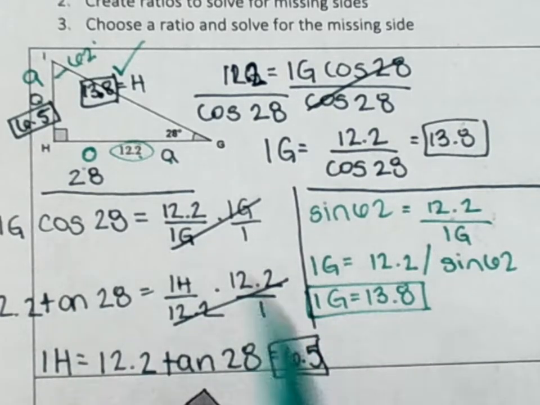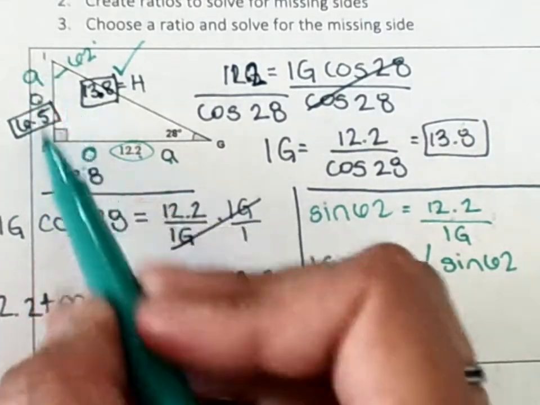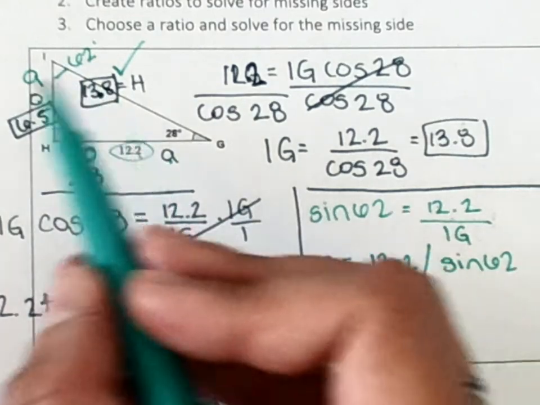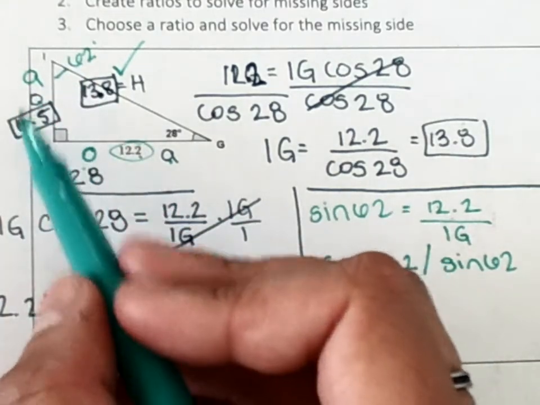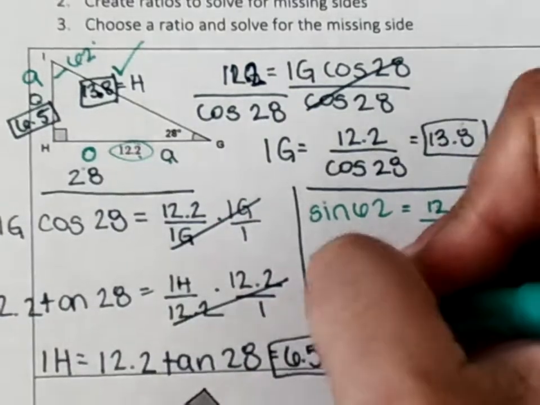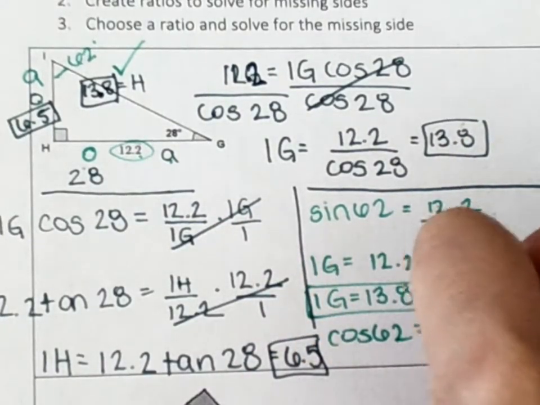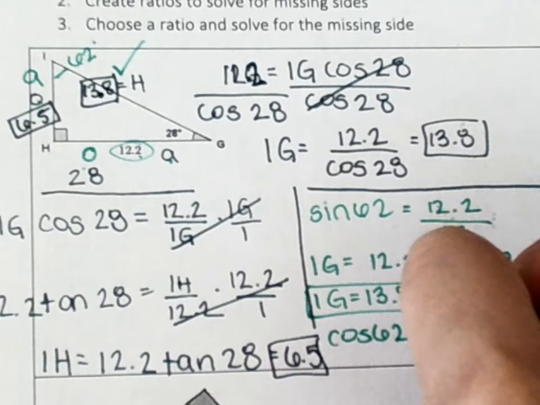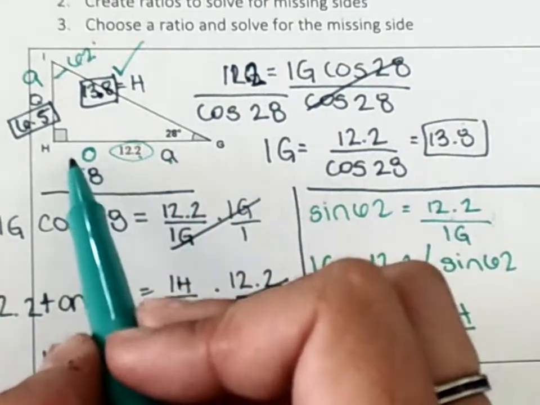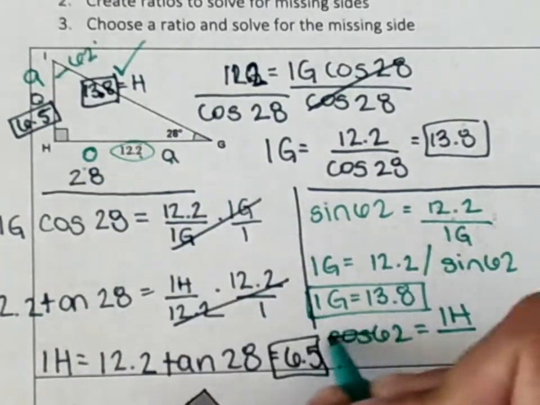If we wanted to find the short leg, we could use cosine or tangent because they both incorporate adjacent. I'm going to use cosine. So cosine of 62 equals IH over 13.8. Actually, you know what? Let's use tangent. I'm sorry.